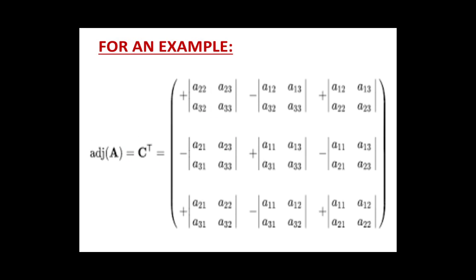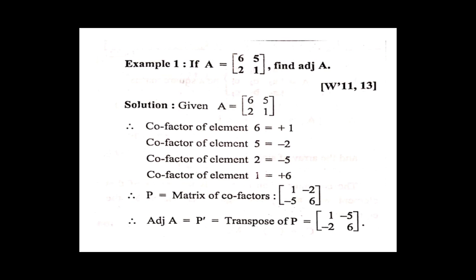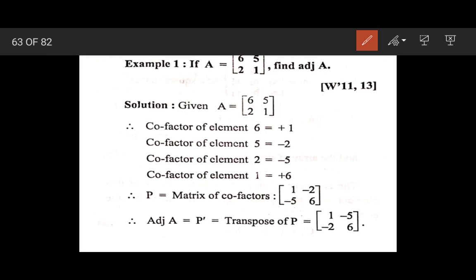Then see one more example for finding the adjoint of A. A is a matrix of 6, 5, 2, 1. Okay. Now what we have to do? For finding the adjoint of a matrix, first we have to find the cofactors of all the elements of matrix A. Now starting with the first element of A, which is 6.